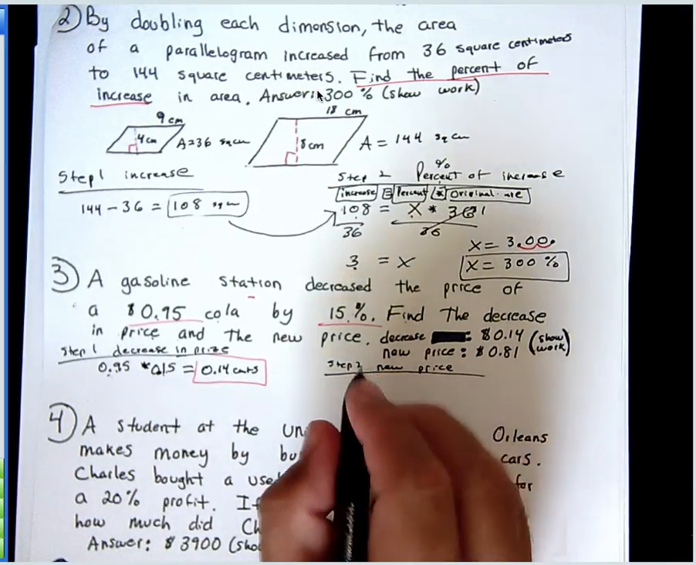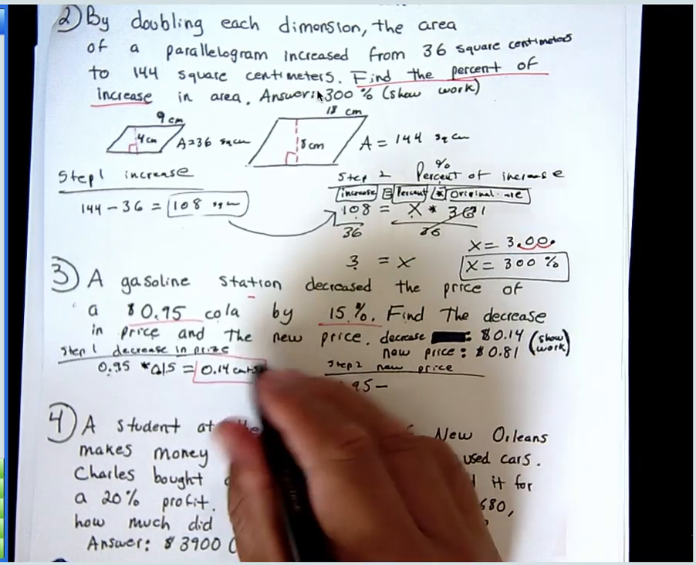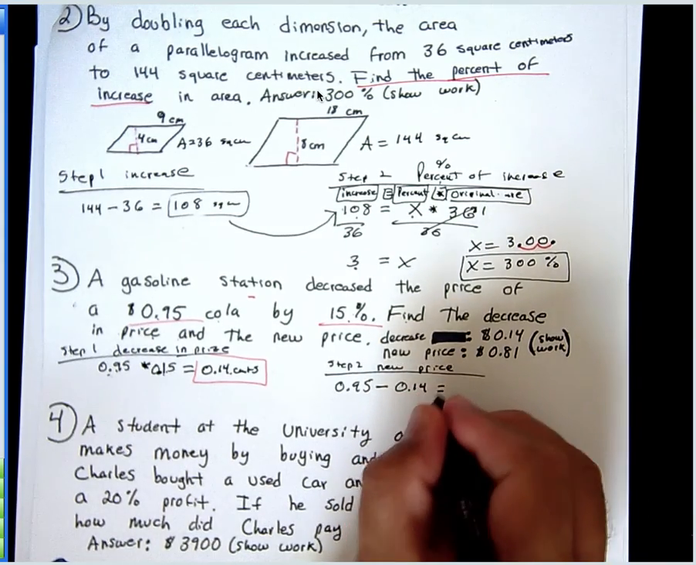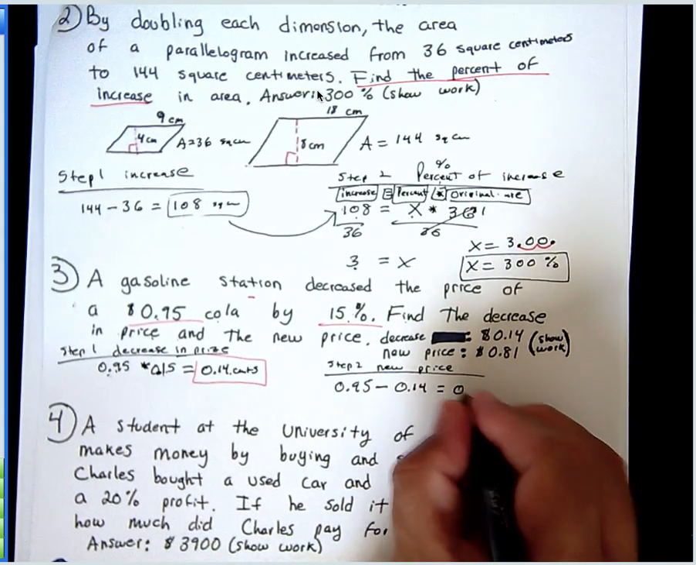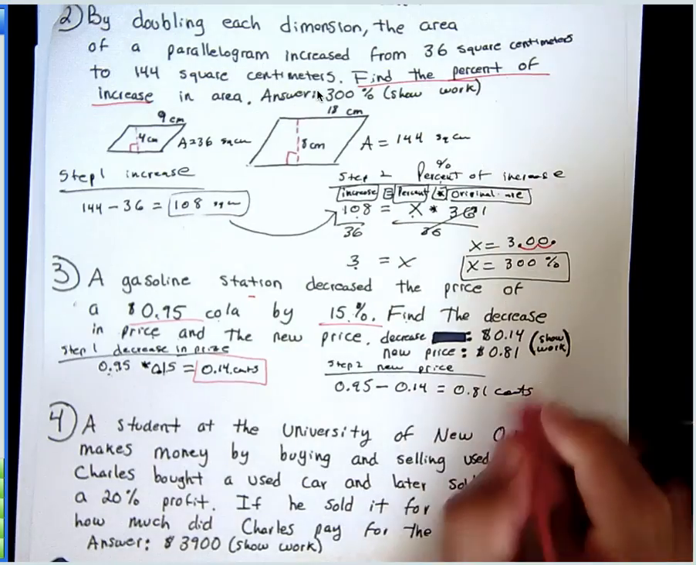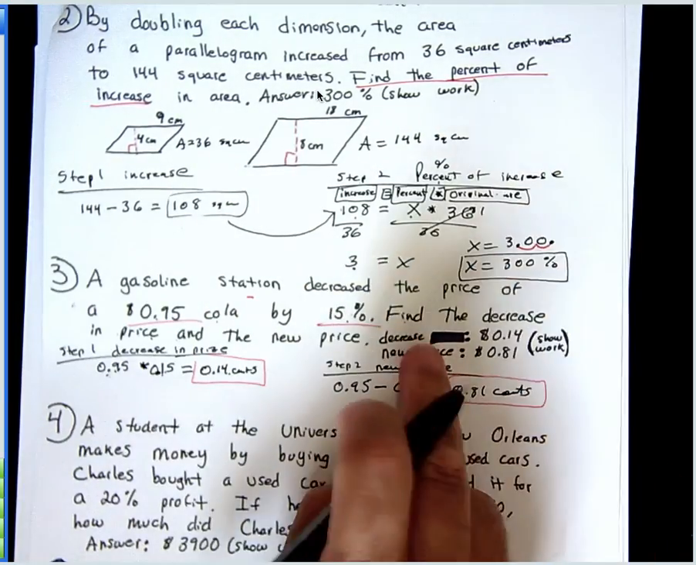The new price, all you have to do is get the original minus the decrease in price, and that gives you 0.81 cents. This is the new price. So this is the new price, this is the decrease in price.